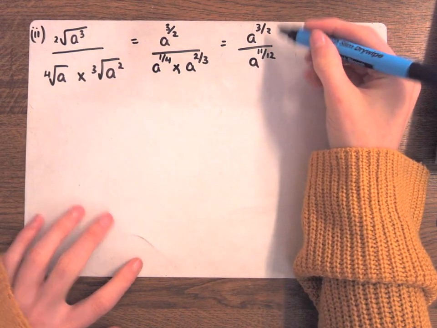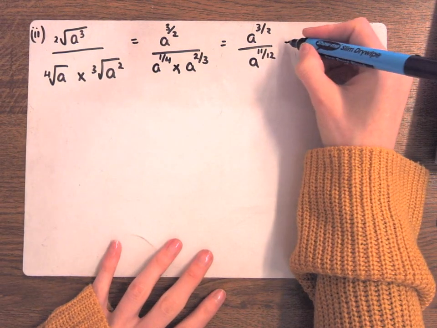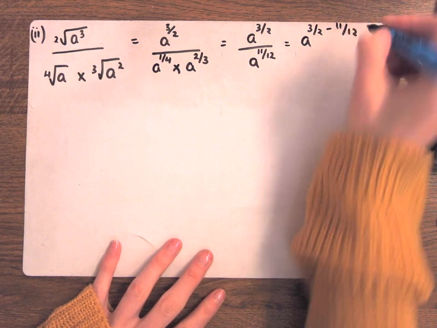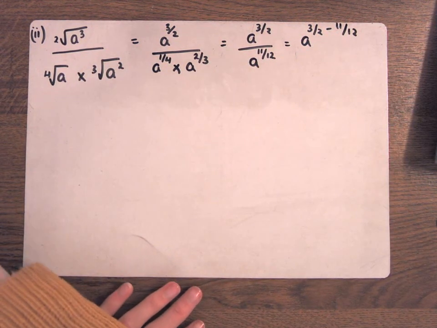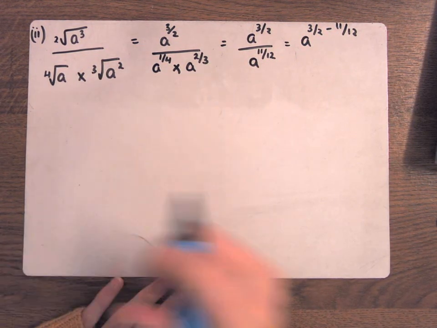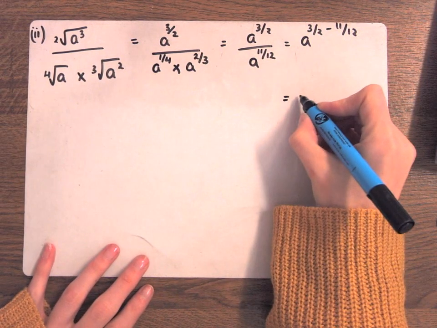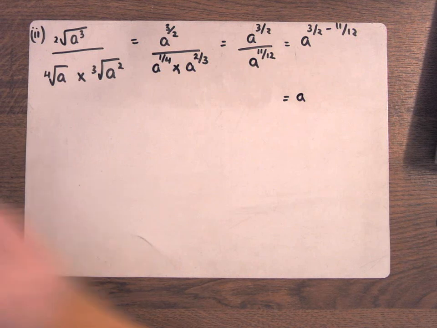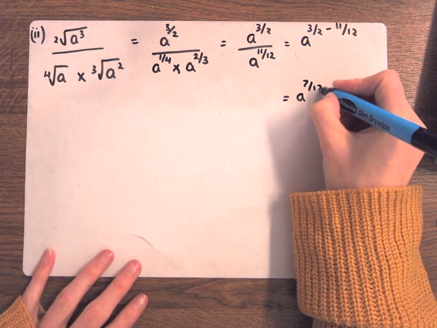Now what do I do when I am dividing? Minus them. 3 over 2 minus 11 over 12. Okay, and my answer is 7 over 12.